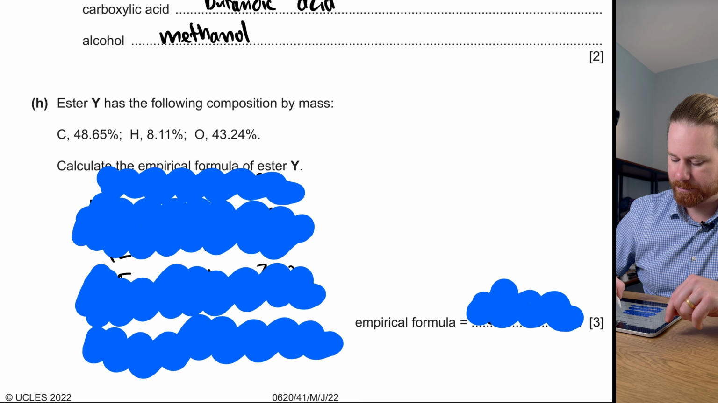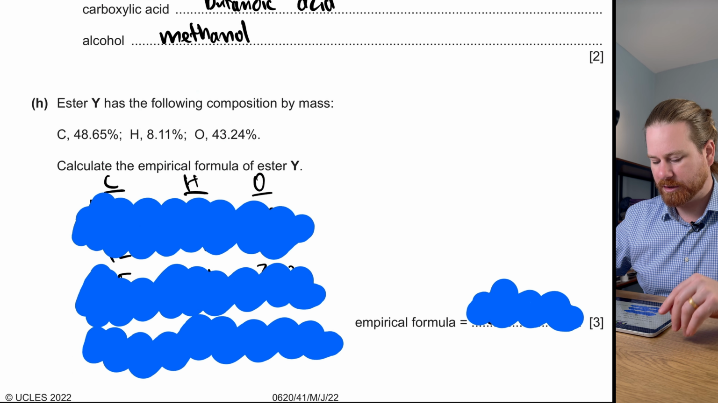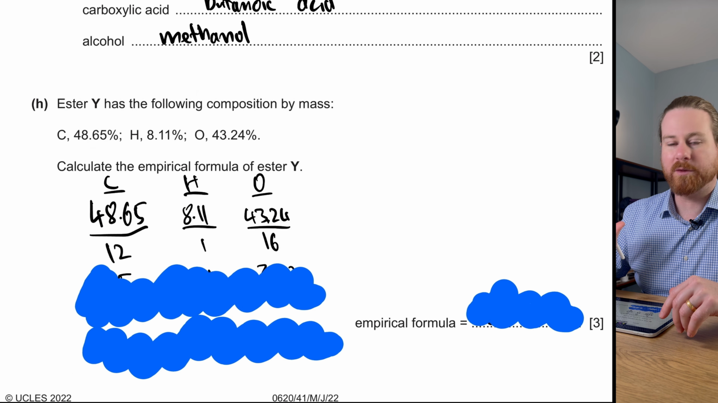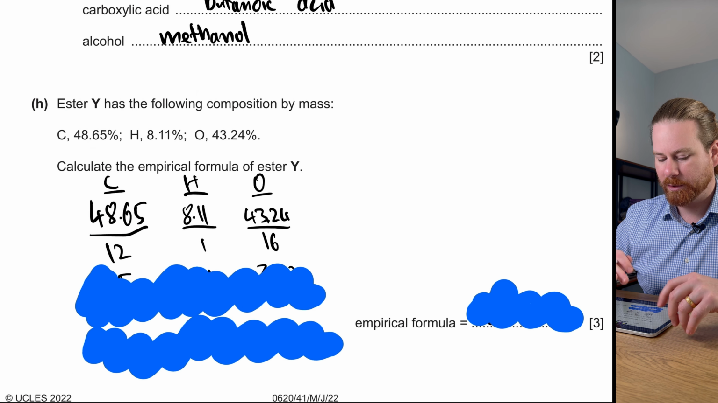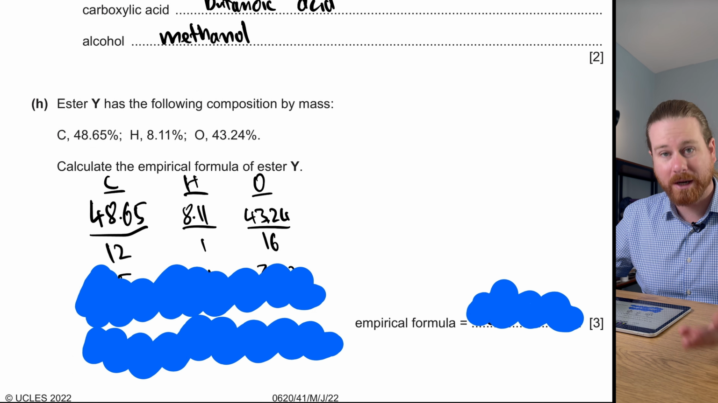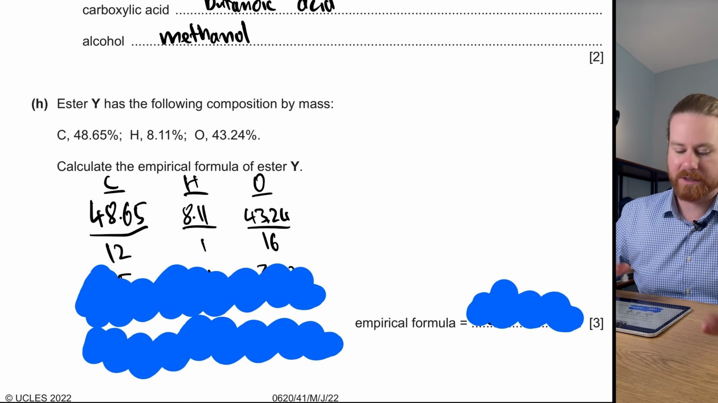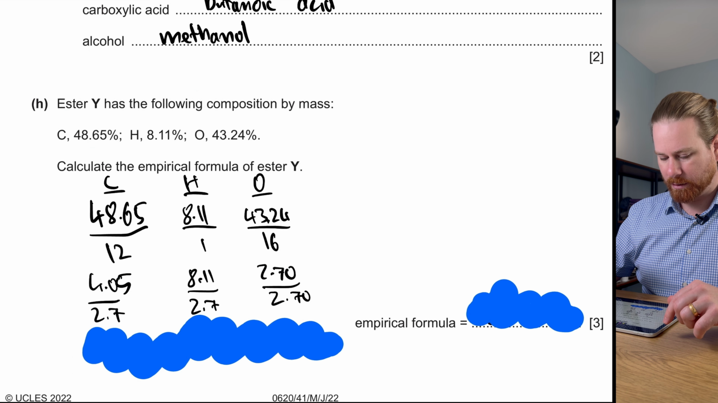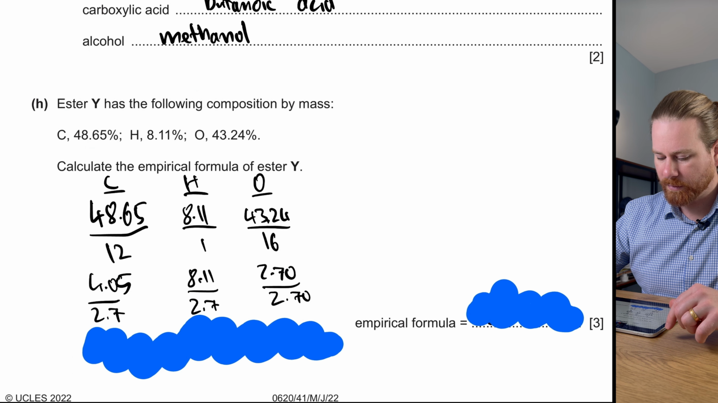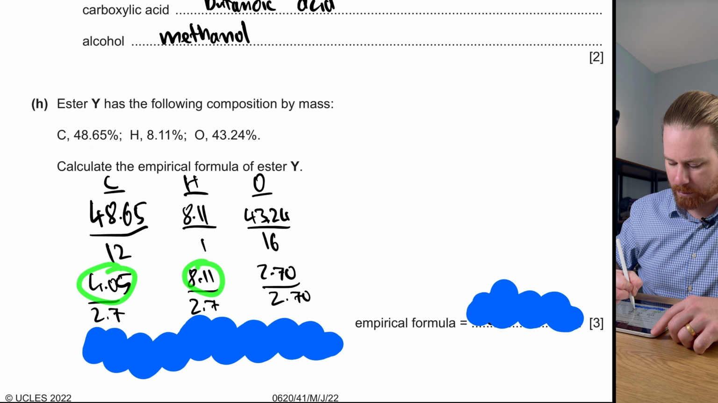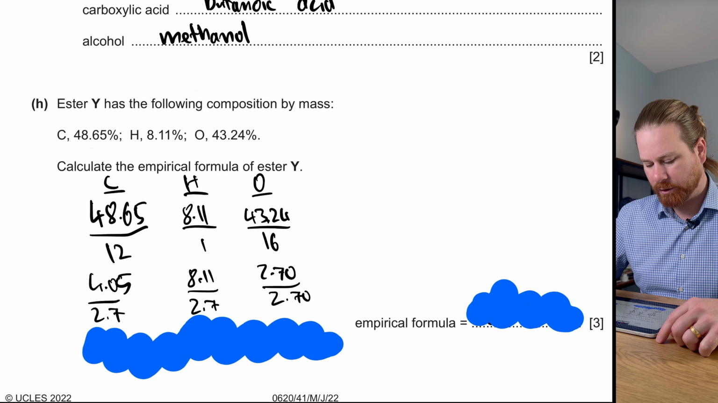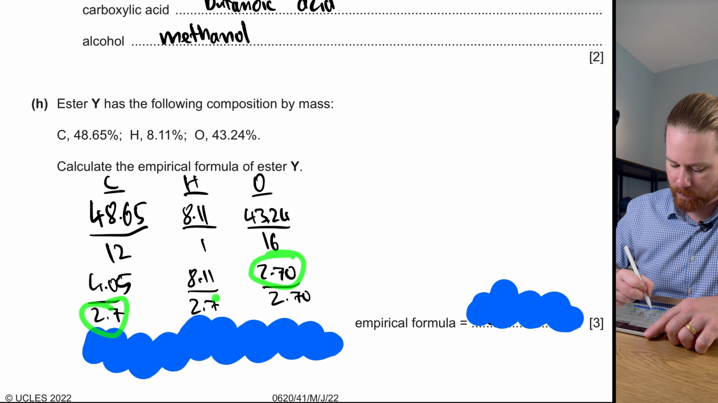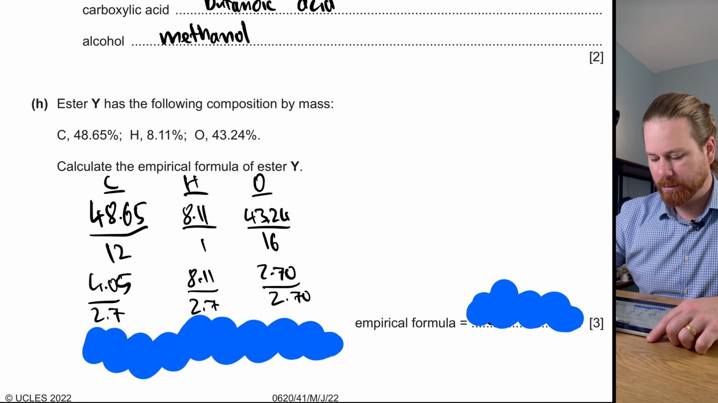Okay, on to the empirical formula question. So we've got our percentages here. First step, start a column for each element. Then our next step is figuring out the moles for each element. With the percentages, you just assume you have 100 grams, so the percentage equals the same as a gram in this case. Once we've done that, we can see how many moles we have. So this is moles, moles, moles. Then you always divide by the smallest number to give us some whole numbers.